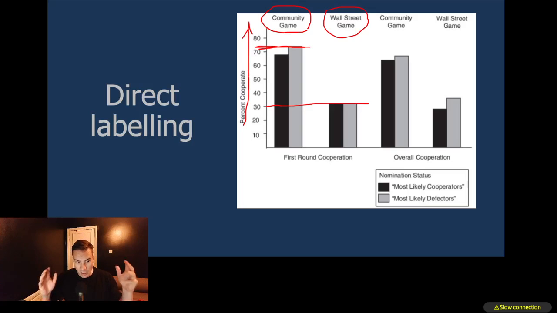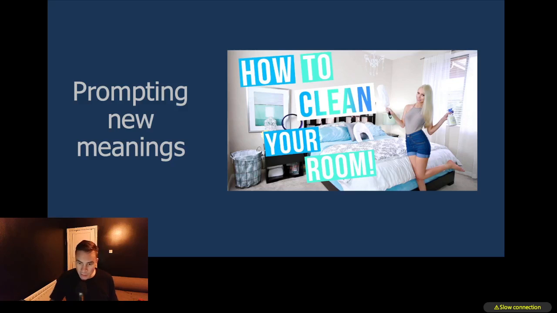So the first technique is direct labeling, where you tell somebody what the situation is or who they are. Another one is prompting new meanings. Here you can see a picture of this lovely influencer who is going to tell us how to clean your room. But the idea behind why I put that up is not that it's ridiculous that we need a person to tell us how to clean our room.